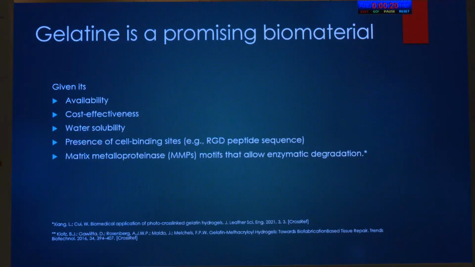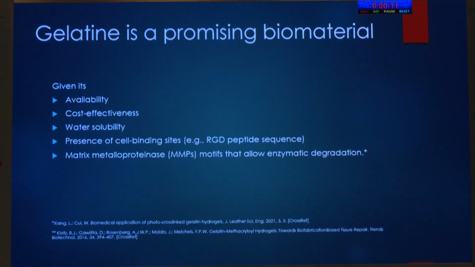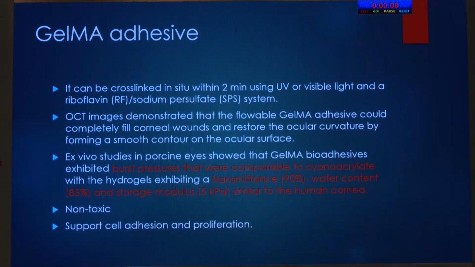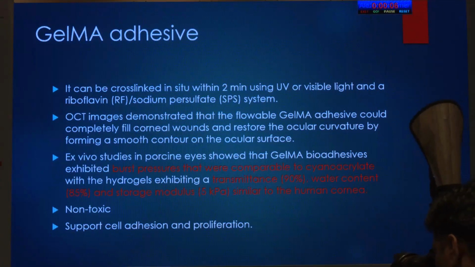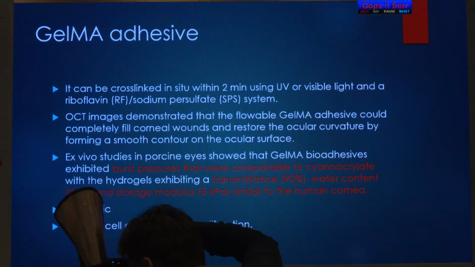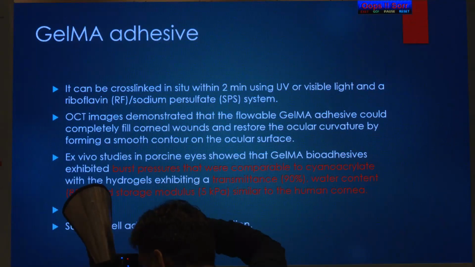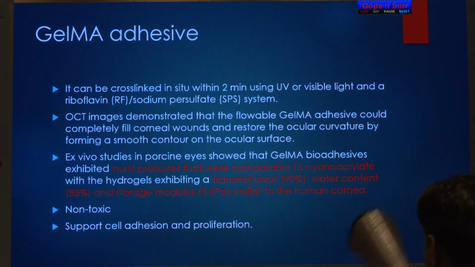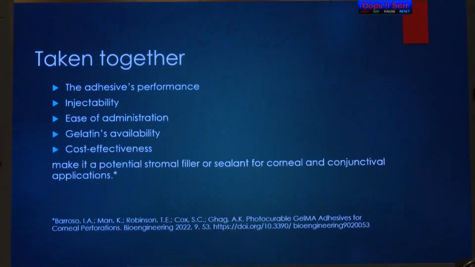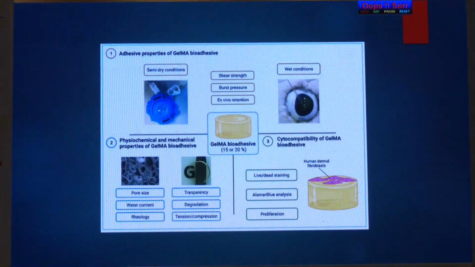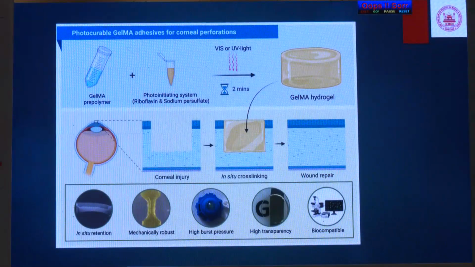gelatin is a promising biomaterial considering its availability, cost effectiveness, water solubility, and presence of cell binding sites and metalloproteinases. Basically, it works in situ within 2 minutes using UV light and a riboflavin sodium persulfate system. It has been shown to fill the corneal wounds, restore the corneal curvature and provide a very smooth surface. Its burst pressure is comparable to CAG, and transmittance, water content, and storage modulus are similar to the normal human cornea. So this is looking quite promising. These are the properties of GelMA bioadhesive, and this is how it works.